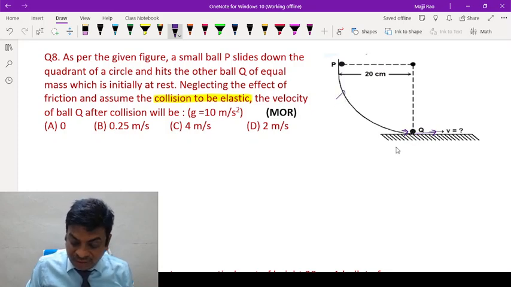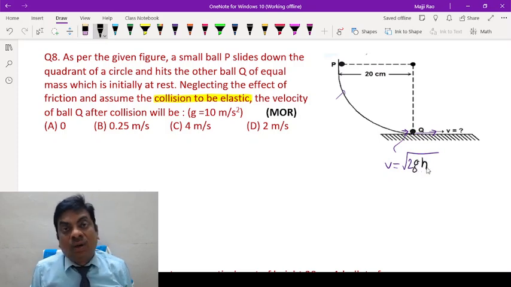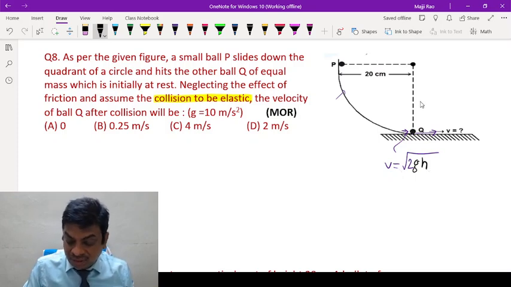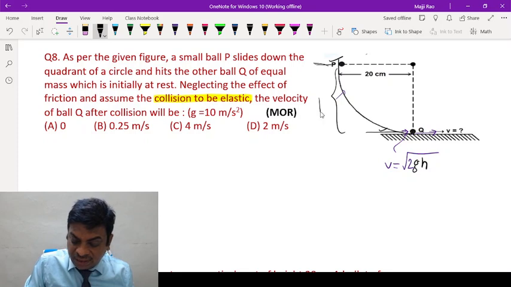Now for smooth surfaces, the velocity acquired is always given by root 2gh, because this formula can be directly obtained from the law of conservation of mechanical energy. When you equate the loss in gravitational potential energy with gain in kinetic energy, you get this equation. So initially P was here, and just before it strikes Q it is here. So loss in height is h, that is 20 centimeter, which is the radius. So you get the answer.